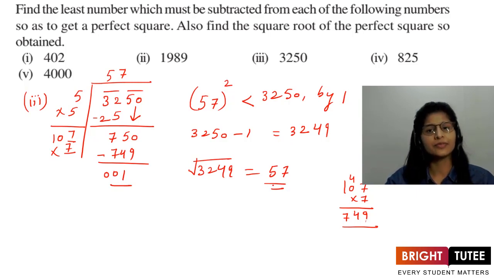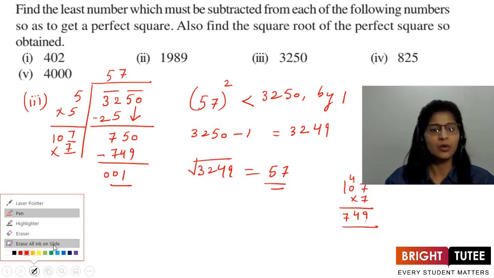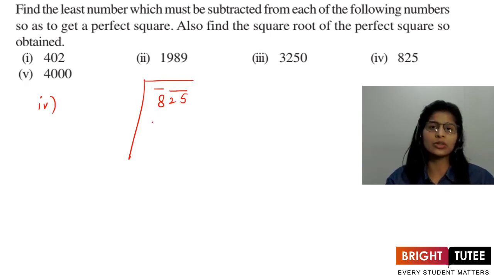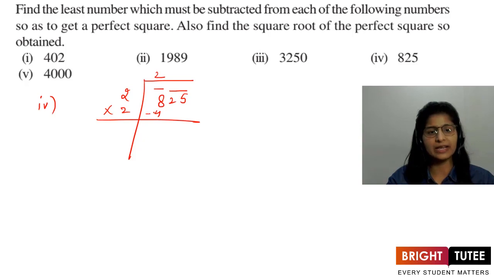Let's try the fourth and fifth parts also. What is given in the fourth part, students? We are given 825. So place the bars. Now with 8 we need to think. For 8 we have to think: 2 2s are 4, 3 3s are 9. 9 is greater than 8. So let's go with 2. 2 2s are 4. Subtracting it we are left with 4, and we are going to copy 25 down here.